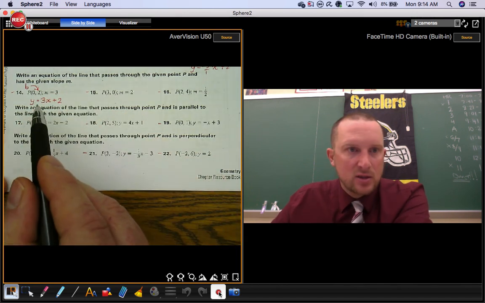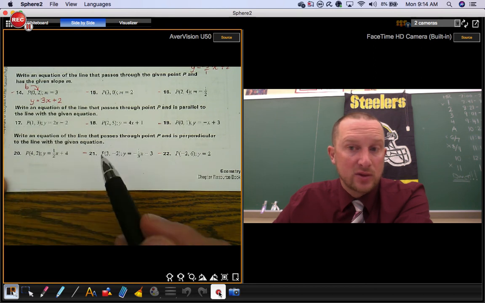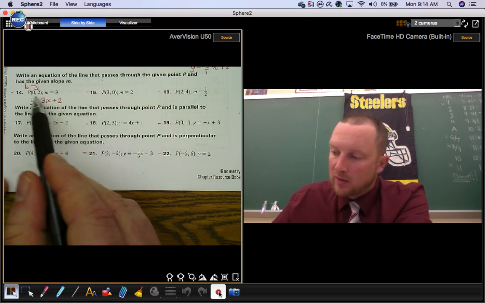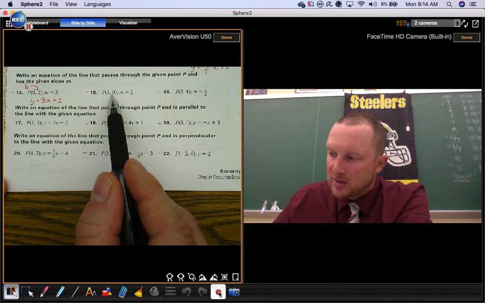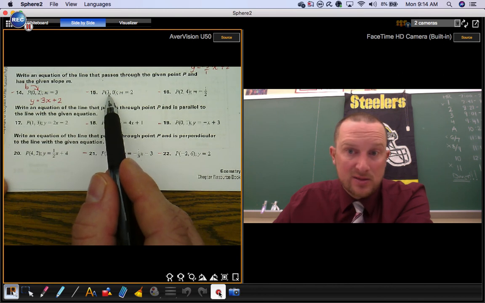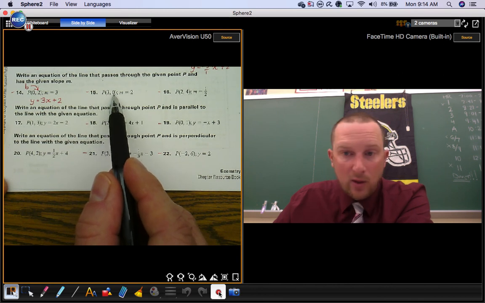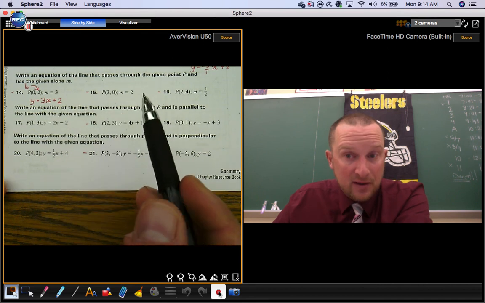So here's your answer to number 14. y equals 3x plus 2. Now, it's not always going to be this easy because if you look at this next one, notice how the x value is not 0. So this is not the y-intercept. You're going to have to find it on your own.